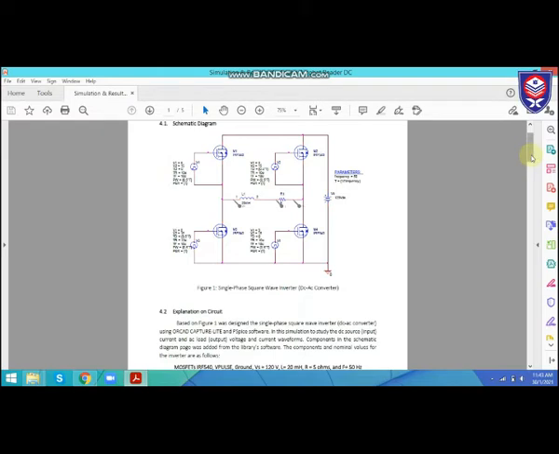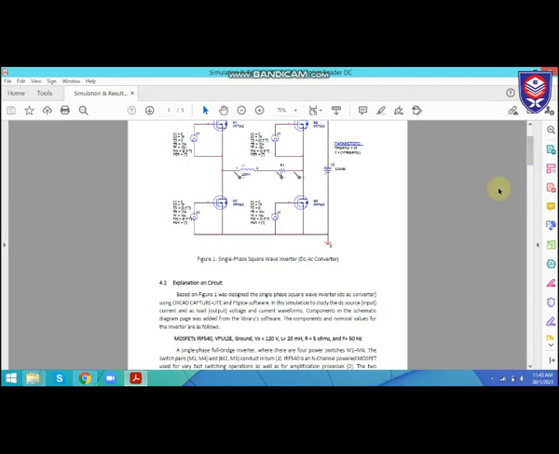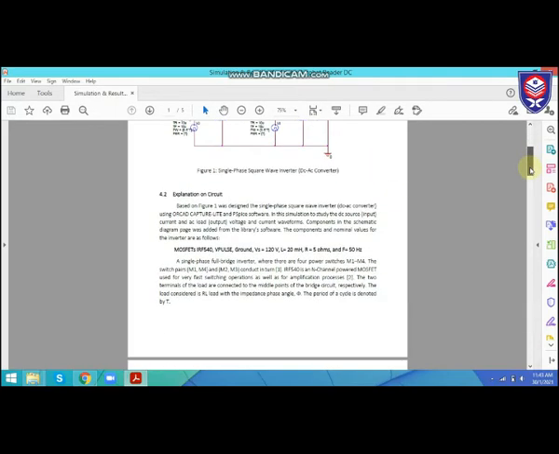So circuit kita ni adalah single phase square wave inverter dan kita dapati adalah DC source sebagai input current dan AC load iaitu output voltage current and waveform. Di sini kita menggunakan MOSFET IRF540, V-pulse, ground, VS adalah 120 volt, induktor 20 mili, resistor 5 ohm dan frekuensi adalah 50 Hz.